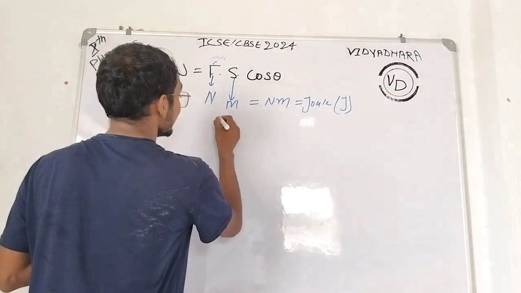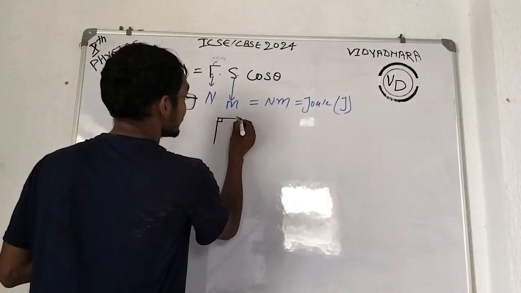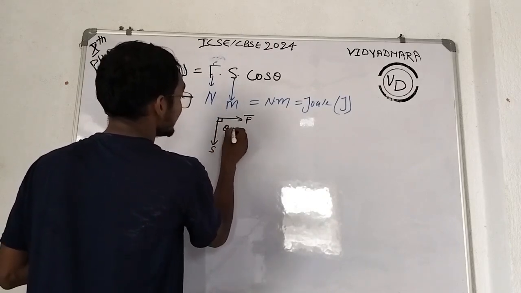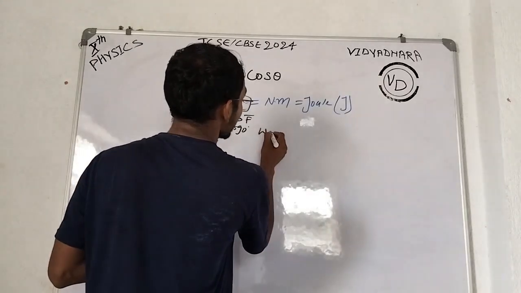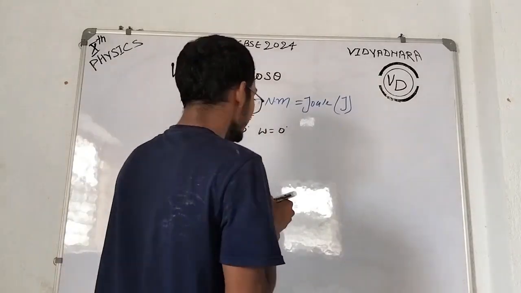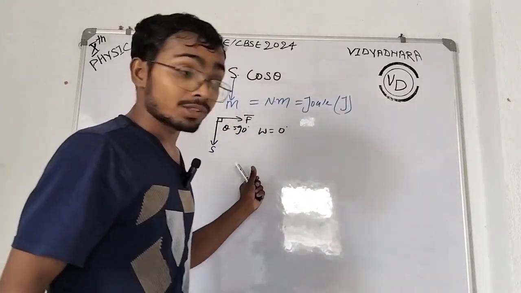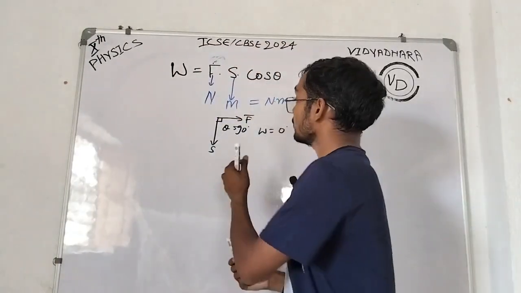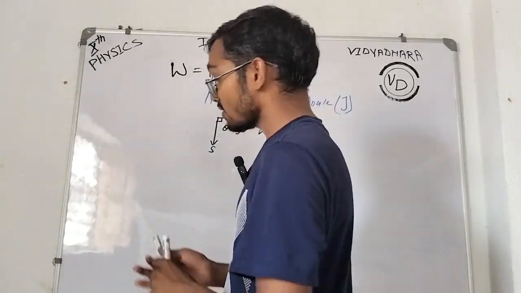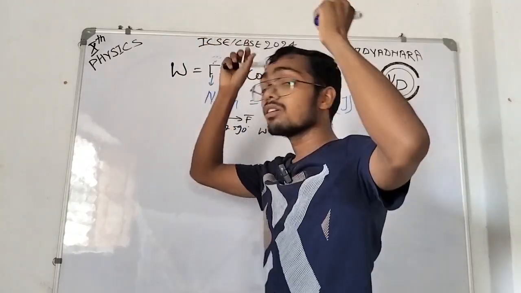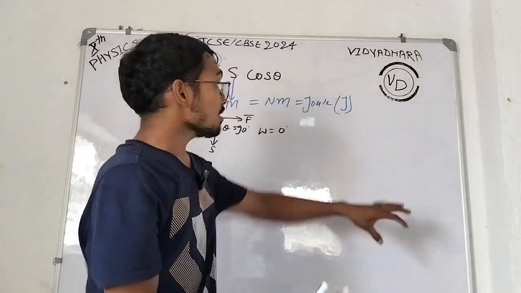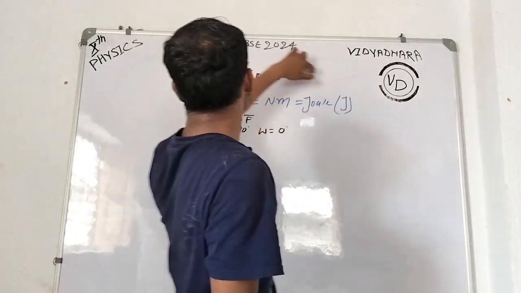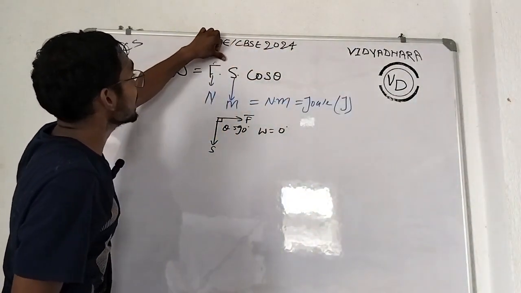So if theta is 90 degrees, then work done is always 0. This is the most important case for the ICSE board, so try to learn. I have given two examples: one is the coolie, and another is the Earth revolving around the Sun or the Moon revolving around the Earth. Okay.